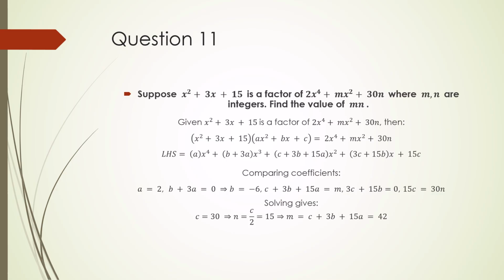By looking at the coefficient of x squared term and the constant term, we can solve n is equal to c over 2, which is 15, and m is equal to c plus 3b plus 15a, which is 42. Now that we have both m and n, we can find that mn is equal to 42 times 15, which is 630.